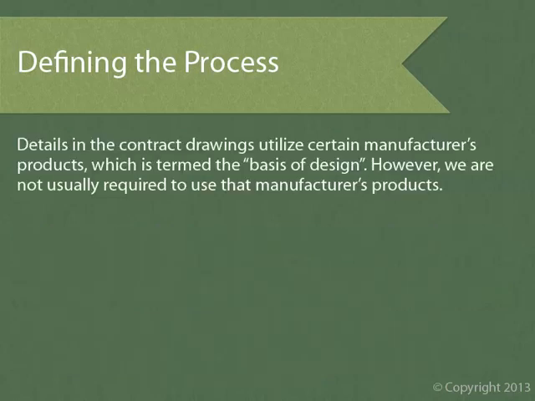Details in the contract drawings often utilize certain manufacturers' products, which is termed the basis of design. However, we are not usually required to use that manufacturer's product. Architects need something to base their drawings on, and they can't afford to draw different details for all the different products and product combinations that the contractor might possibly use. This is where the GC comes in with their exterior skin coordination. Let's look at a pretty common and easy example.